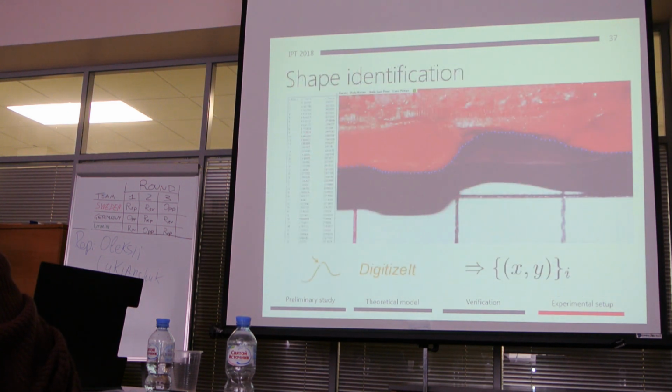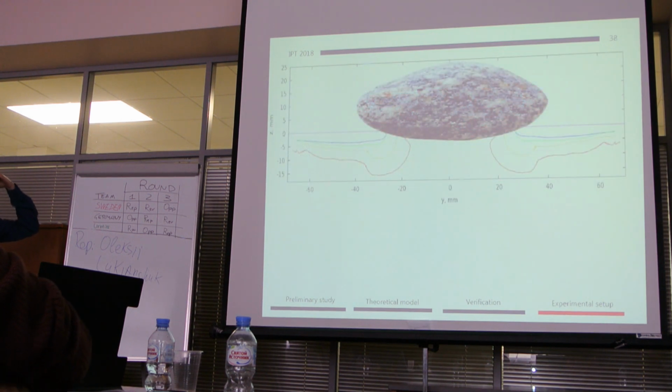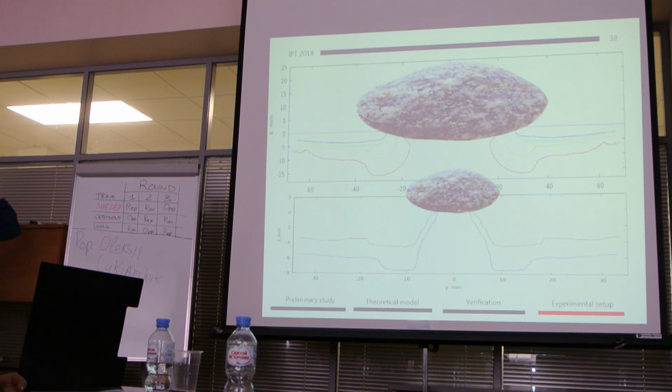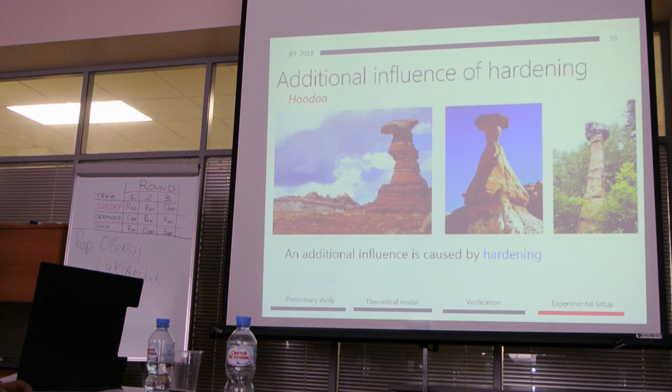Here you can see a few of our obtained shapes, and at the lowest part you can see a few of our obtained stands, and they look similar. But there are differences, and we can say that, for example, this difference can be described by the additional influence of hardening. What is hardening? We know that there is a phenomenon in geology where staining a soft pillar makes the pillar's outside harder and helps it protect from weathering. So we can say that partially this difference can be described by this hardening.